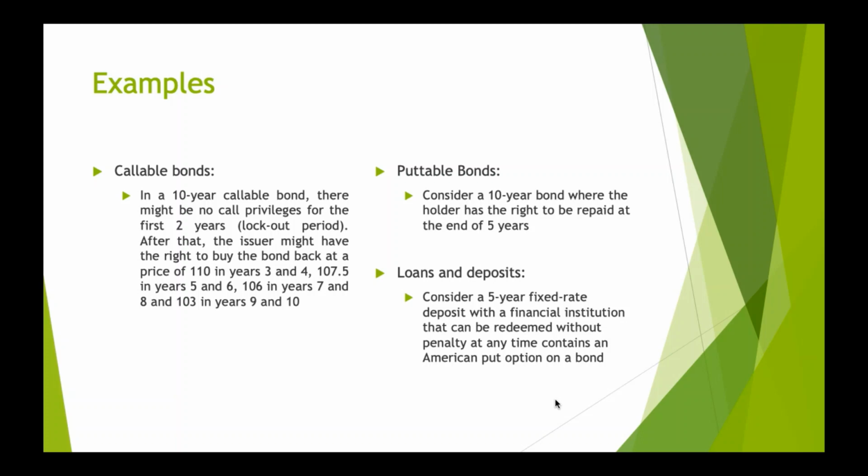The example for putable bonds is very simple: we can consider a 10-year bond where the holder has the right to be repaid at the end of 5 years. Finally, with loans and deposits, we can consider a 5-year fixed rate deposit with a financial institution that can be redeemed without penalty at any time, which contains an American put option on a bond.